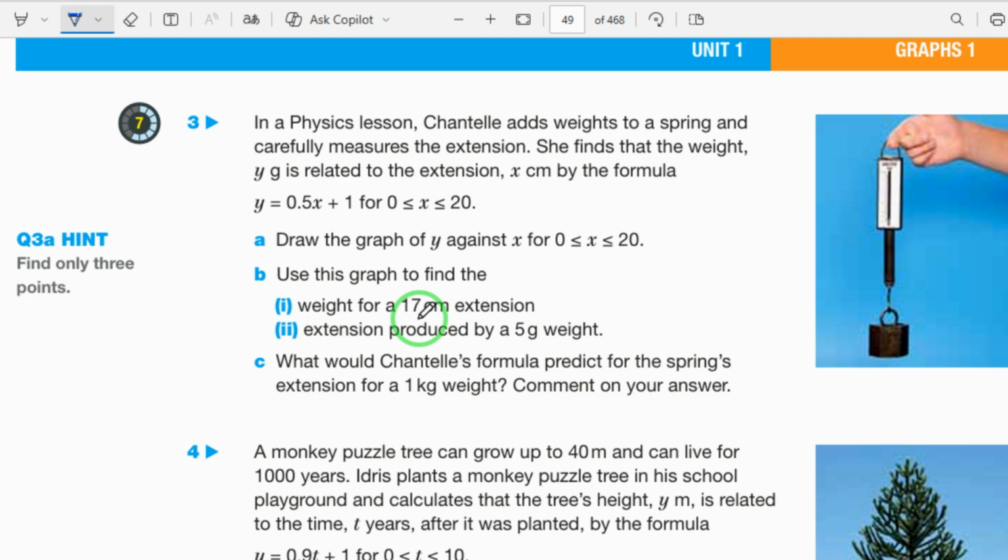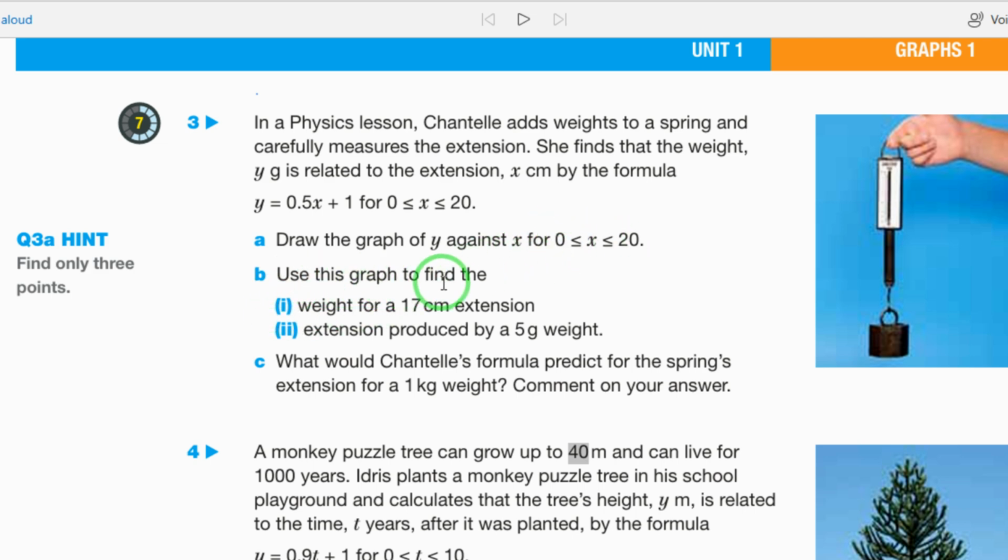Question number 3 is a little bit challenging and difficult. Question number 7 said that in a physics lesson, Chantal adds weight to a spring and carefully measures the extension. She finds that the weight of y grams is related to the extension x centimeters by the formula y is equal to 0.5x plus 1, for x larger or equal than 0 and less or equal than 20. Part A, draw the graph of y against x for this interval.